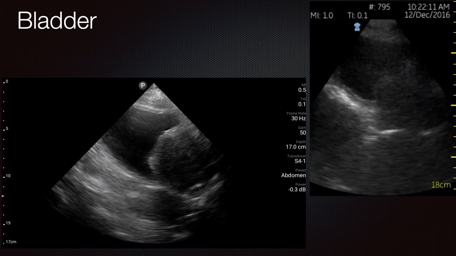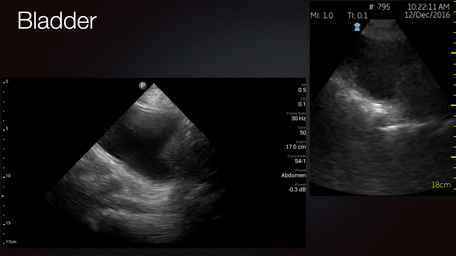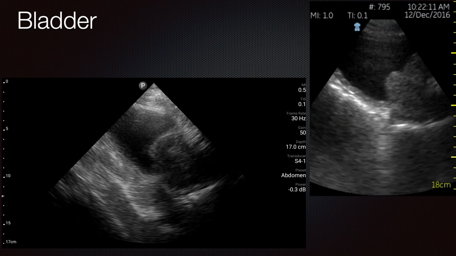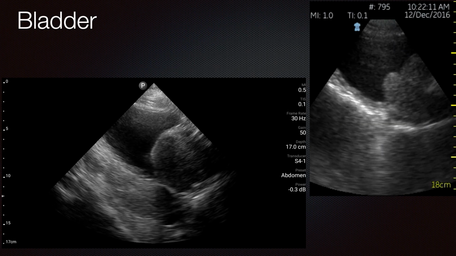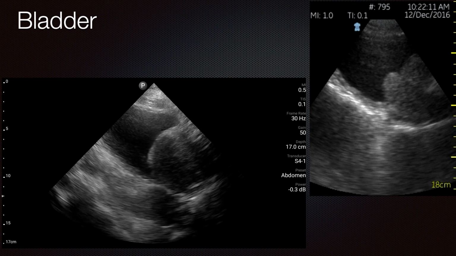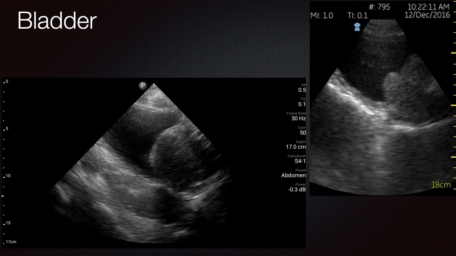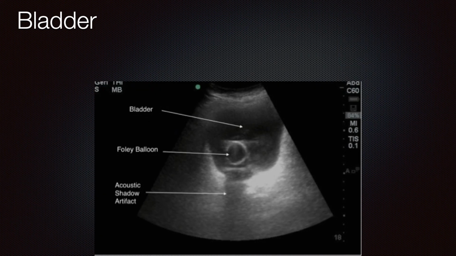Now, a couple other things you might run into is this. In the lower end of the bladder is this big, huge mass in a male. This is an enlarged prostate. Here's another example of one in this area. It often has this bilobed look to it. And this is just BPH.